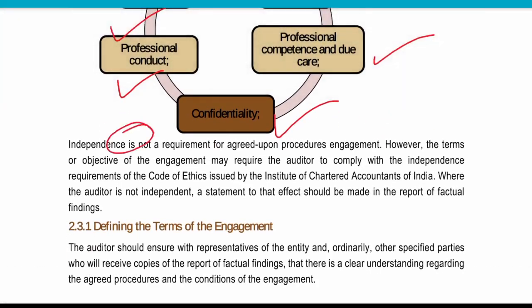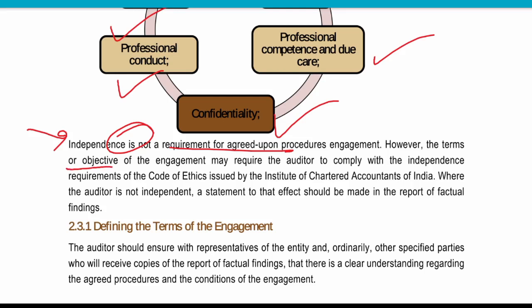Independence is not a requirement on agreed upon procedures. I have already told you that independence is not that much required. Why? Because it's not an assurance, right? You are not providing any opinion. You are only providing facts. You do not have any bias in it. That is why independence is not a requirement for this particular SRS.